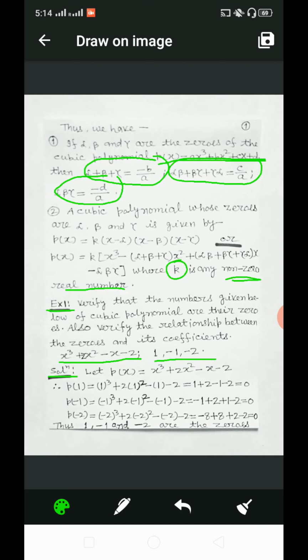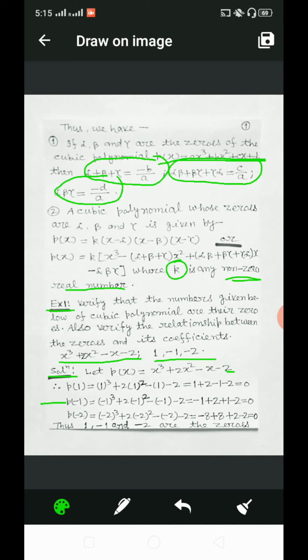Let p(x) equal to x cube plus 2x square minus x minus 2. So, for zeros, we find the value of p(1) and this is equal to 1 cube plus 2 into 1 square minus 1 minus 2, and after solving we get this is equal to 0. Again find p(minus 1), this is equal to (minus 1) whole cube plus 2 into (minus 1) whole square minus (minus 1) minus 2, and after solving we get this is equal to 0.